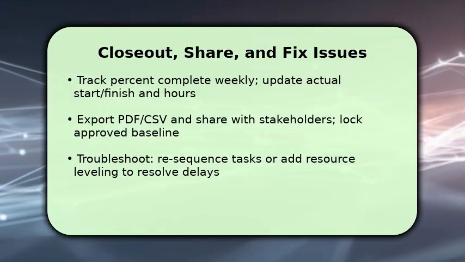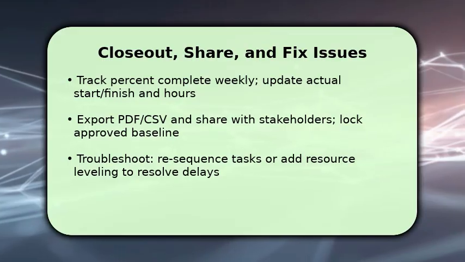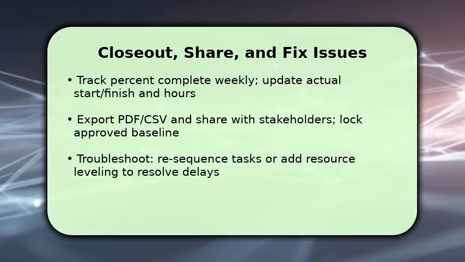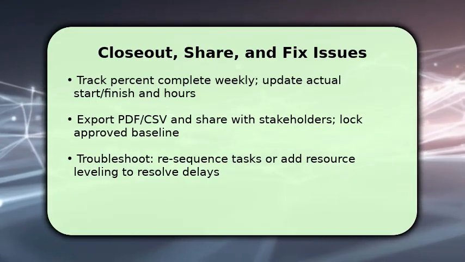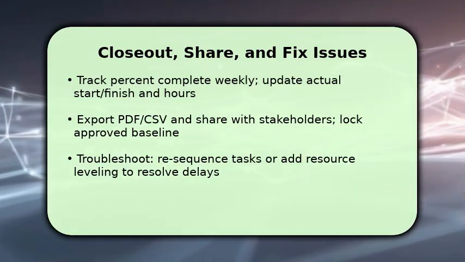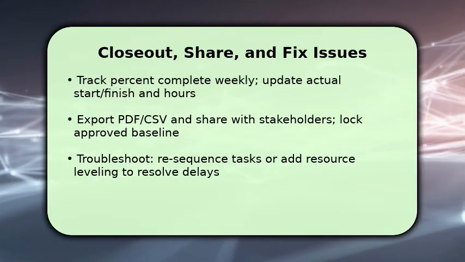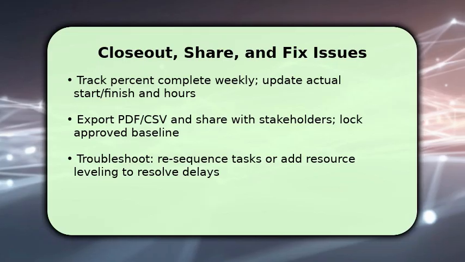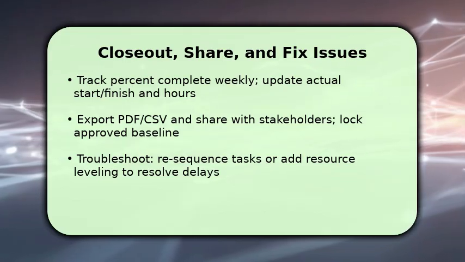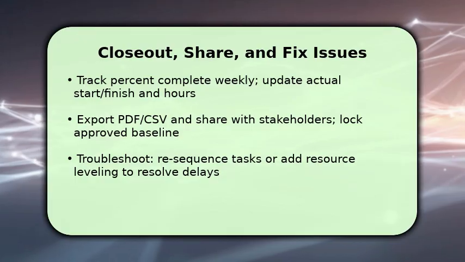Once updated, export a PDF or CSV and share with stakeholders, then lock the approved baseline for comparisons. If things go wrong, resequence dependent tasks or apply resource leveling to smooth workloads. This fixes many drift issues. Make sure to communicate any baseline changes and capture rationale so stakeholders understand trade-offs and next steps.